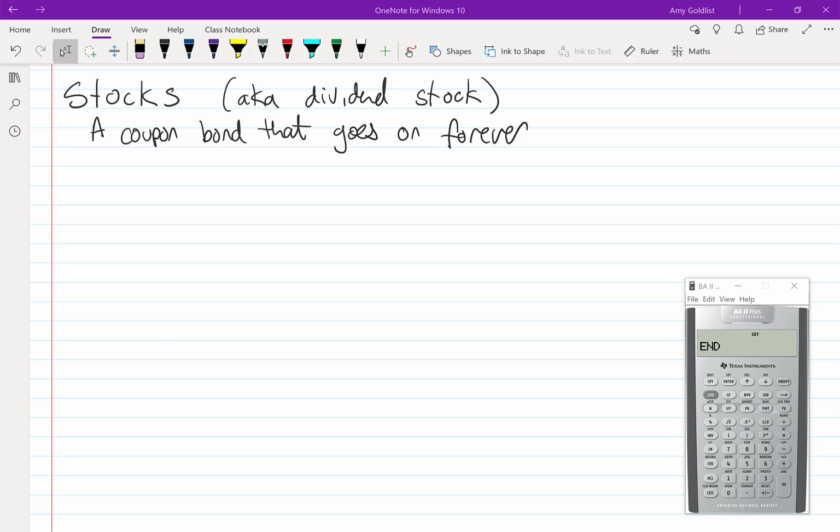Stocks or dividend stocks. This is a coupon bond basically that just goes on forever. So this is a combination of bonds from the first part of this lesson and perpetuities from the second part. So I'm just going to totally simplify the stock process. Obviously, it's always more complicated. So to simplify, we're always going to sell right after we get a dividend payment.